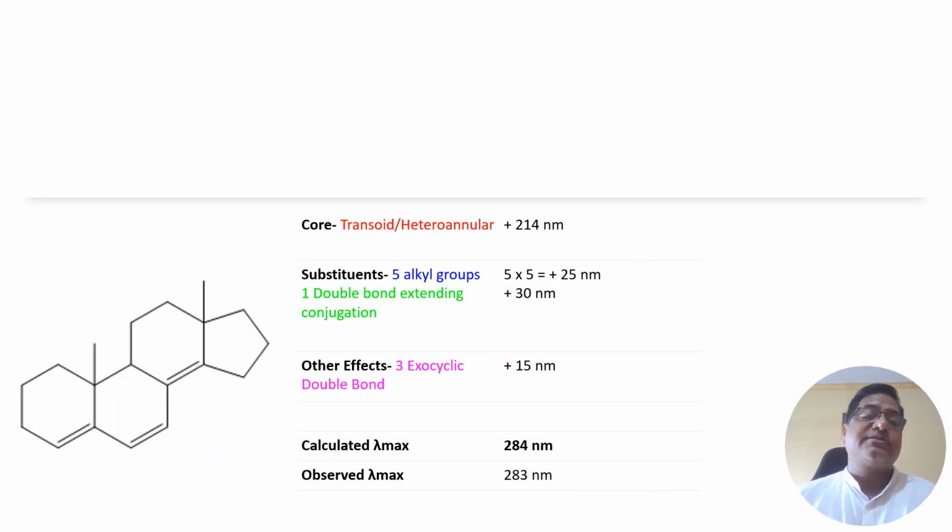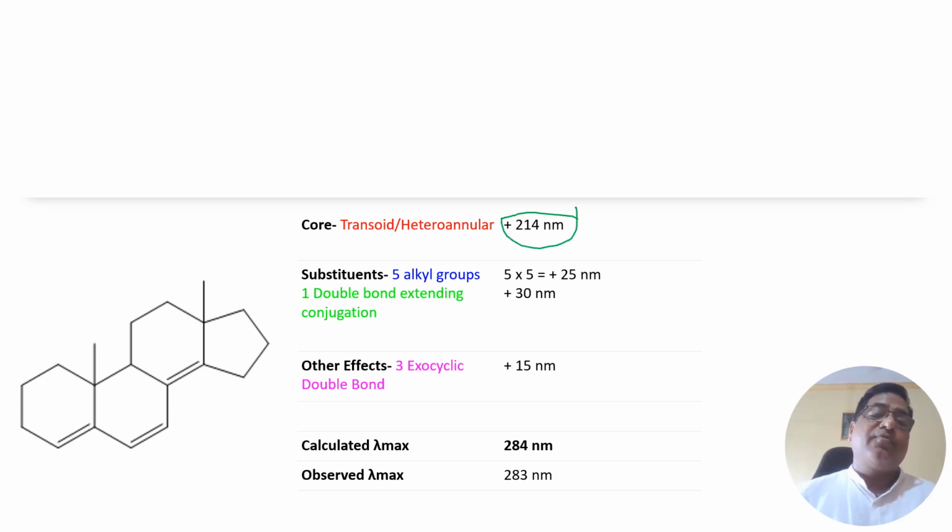I can take another example like this. Now you can look at here. Here is a double bond and single bond, double bond. Again, single bond, double bond. It's a kind of example of a triene. So we can consider here this one is an extended double bond. Okay. So it's a heteroannular diene. So the base value for heteroannular diene is 214 nanometer.